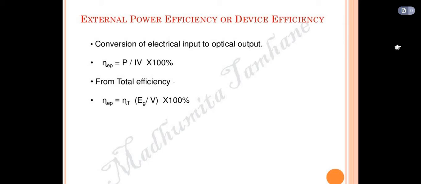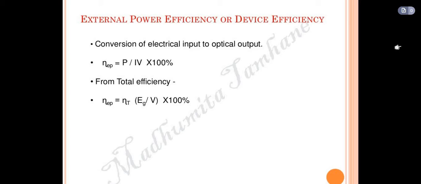If you want to understand how it is going to work and what things it depends on, that can be done using this relation. So what is the relation? Eta of EP is nothing but the electrical input to the output conversion. That is considered the efficiency for the electrical input. What is the total efficiency? EP is equal to E theta, ET is nothing but total into EG, that is the energy gap by voltage into 100%. That also we can write when finding the external power efficiency of that particular device.